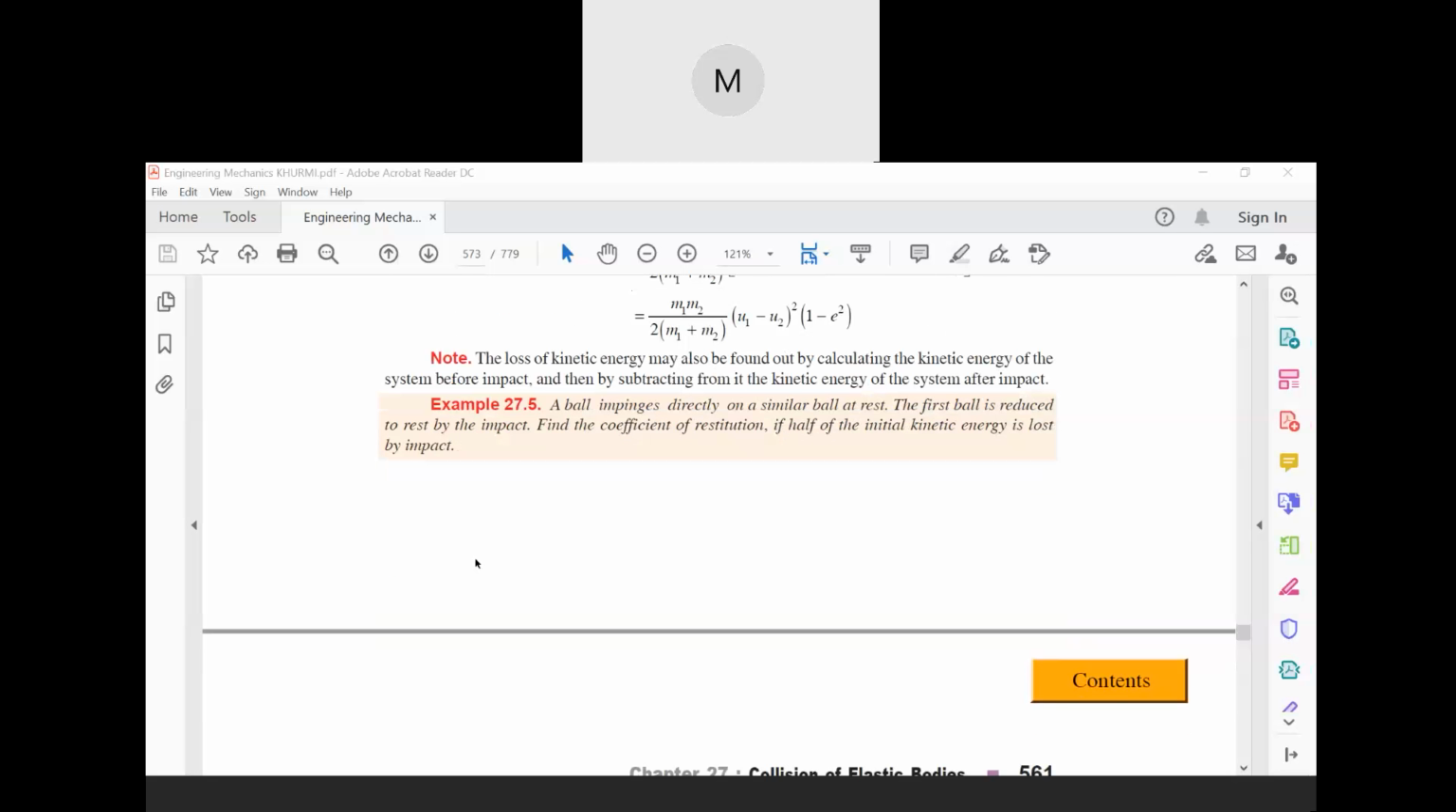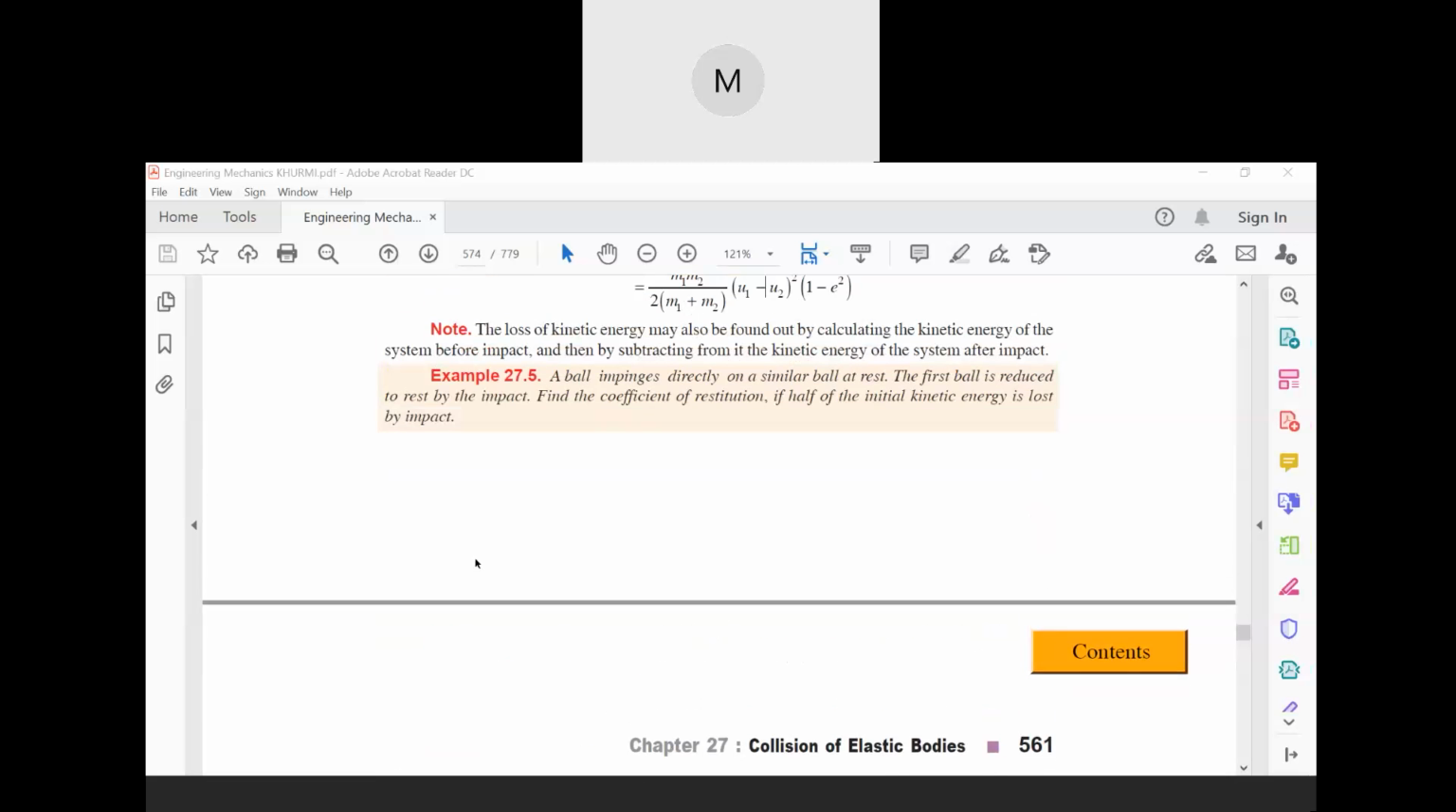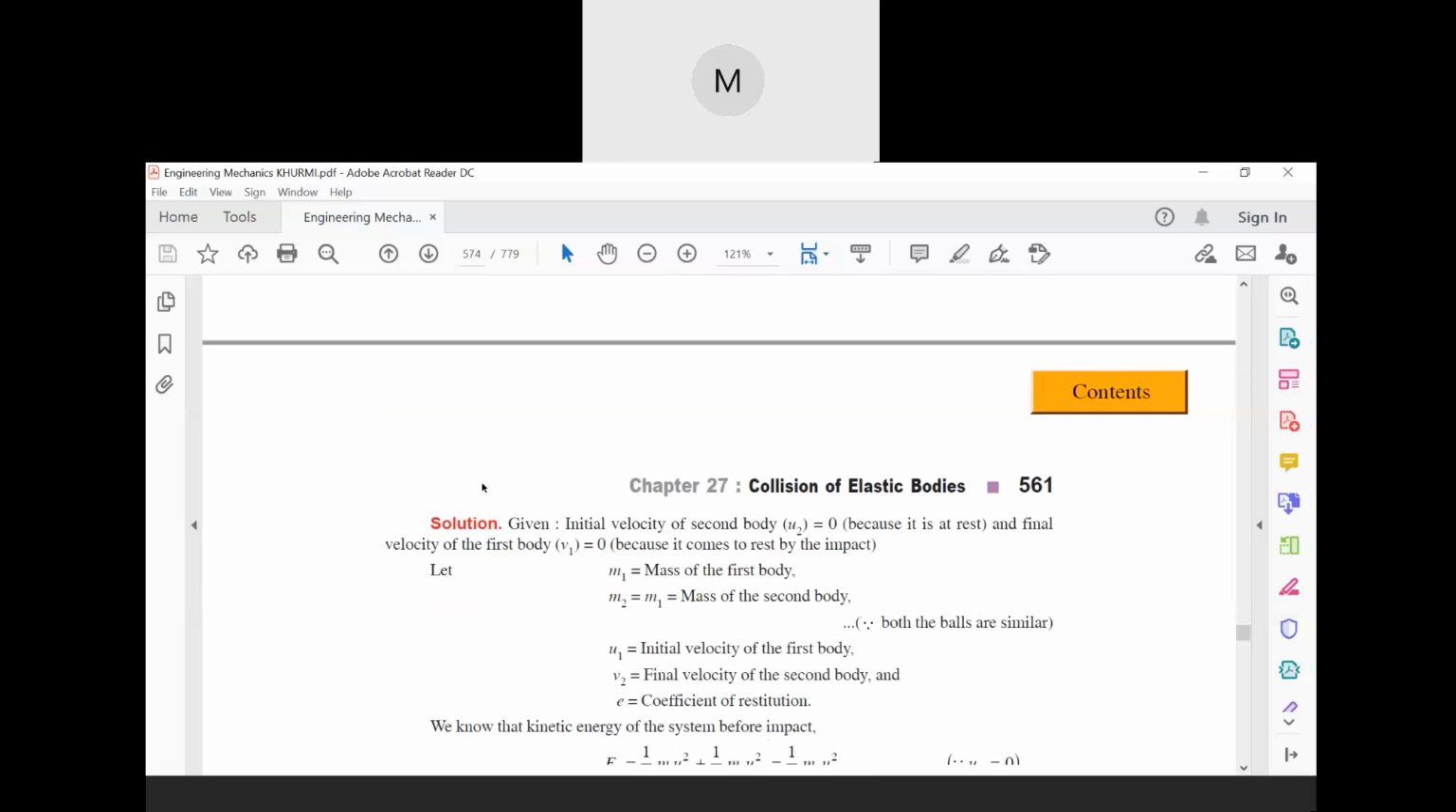Now just try to discuss this example. Look what is given here. A ball impinges directly on a similar ball at rest. The first ball is reduced to rest by the impact. Find the coefficient of restitution if half of the initial kinetic energy is lost by the impact. Okay, so how will you do this? Look at the solution.